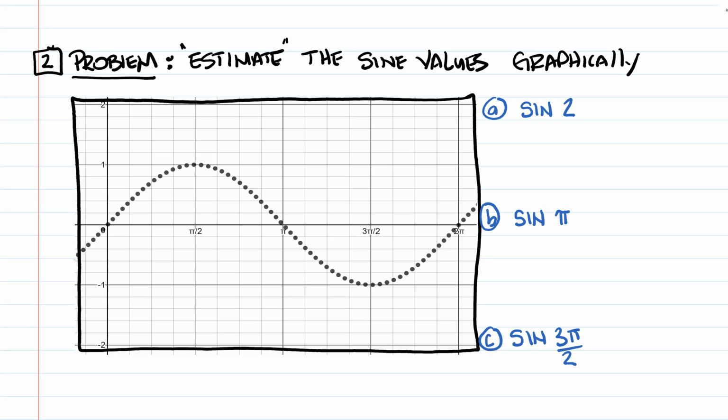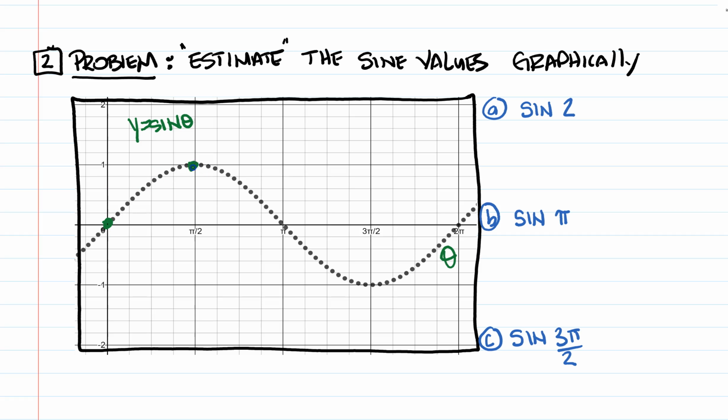Okay, here's box number 2. We're going to estimate the sine values graphically. And what I have for you is a nice, beautiful picture drawn from Desmos, where the x-axis is your radians, so I'll call it your theta, and then your y-axis is the sine of theta. So this curve right here is the beautiful, nice, awesome, perfect sine curve drawn for you by Desmos. So again, we have 0, 0. The sine of 0 is 0.